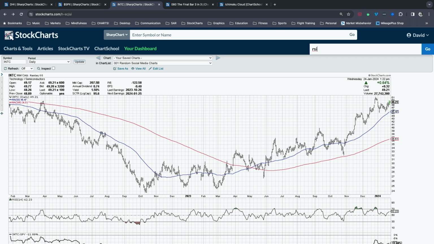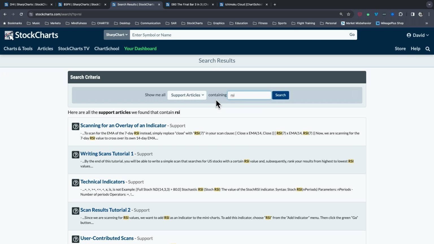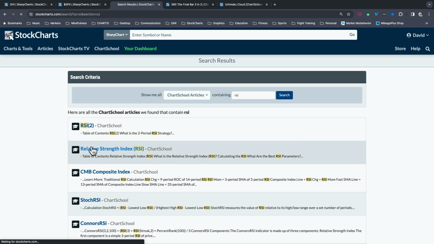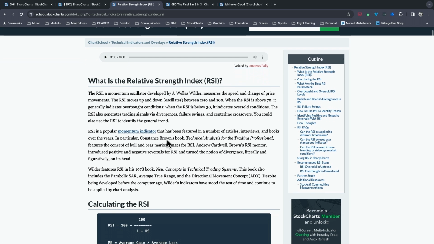But once you do that, you'll find a lot of really well designed articles with beautiful examples that show you all the different things we were talking about, how the indicator is calculated. So we'll show you the formulas. We'll also show you some other things as well. Let me just get to that article here. So I'm going to the Chart School articles, Relative Strength Index. What is the Relative Strength Index?